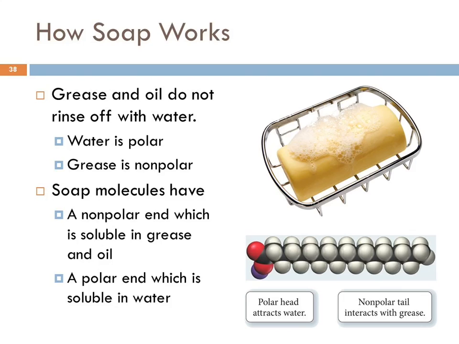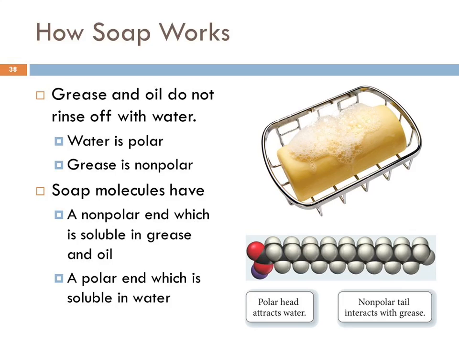So what does soap do? Soap is really cool stuff. Soap has a polar end, we tend to call it the head, and a nonpolar tail. So it kind of looks like a snake, where here's the head and this is the tail. So at one end it's polar, and at the other end it's nonpolar. And so what happens is this polar end can mix with the water, and the nonpolar end can mix with the grease or the oil.